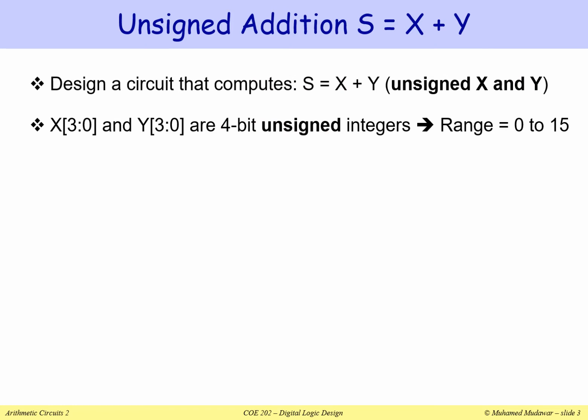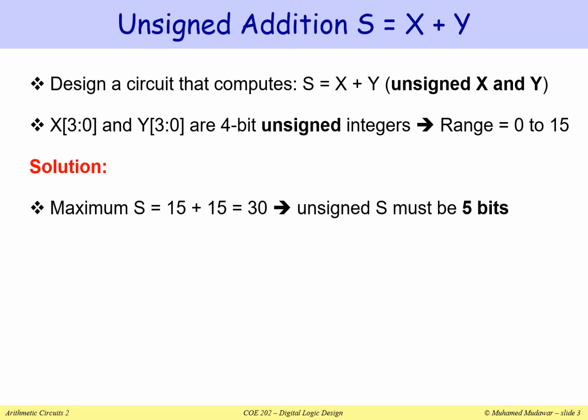Now, if I would like to design a circuit that computes s is equal to x plus y, and x and y are unsigned integers, then the value of x and y can be from 0 to 15. This is the range of values of x and y. Now, when you add x plus y, the maximum can be equal to 30. So the maximum will be equal to 15 plus 15. This is the maximum of x, and this is the maximum of y. So the maximum sum will be equal to 30, and therefore, you need 5 bits to compute the sum.